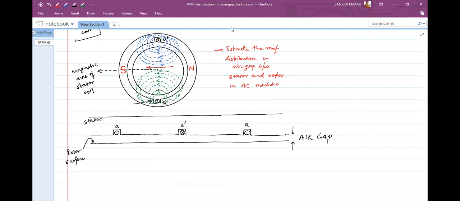Okay, now what we will do, we are supposed to find the MMF distribution of this particular air gap. Okay, now let's draw some axis lines like this.